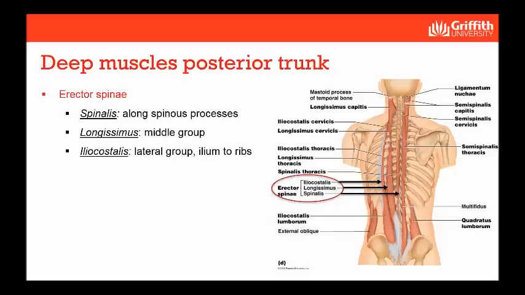The erector spinae provide resistance that helps control forward bending at the waist, and are powerful extensors that assist in returning the trunk to an erect position. Contraction of only one side causes the vertebral column to laterally flex or side bend.